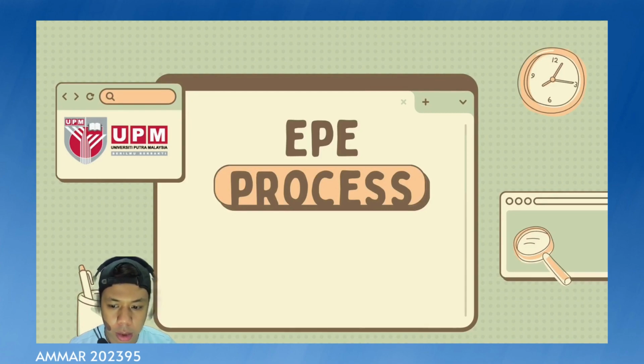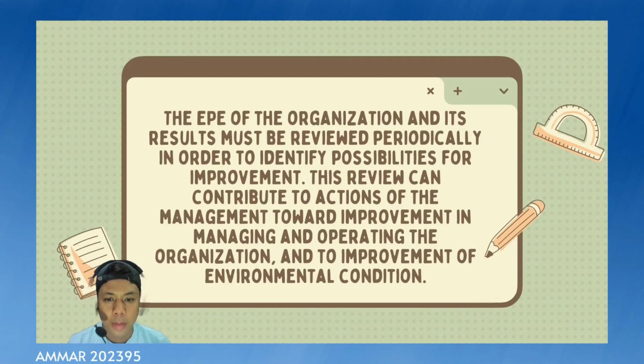Okay, next is EPE process. The EPE of the organization and its result must be reviewed periodically in order to identify possibilities for improvement. So this review can contribute to the action of the management, to improvement in managing and operating the organization, and to improvement of environmental condition.